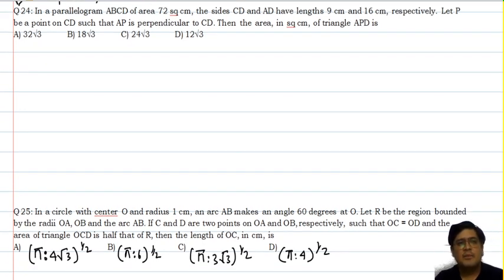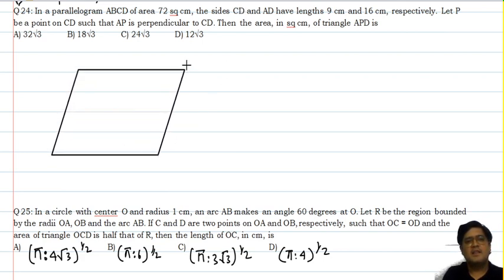In a parallelogram ABCD of area 72 square centimeters, sides CD and AD have lengths 9 centimeters and 16 centimeters respectively. Let P be a point on CD such that AP is perpendicular to CD. Then find the area in square centimeters of the triangle APD. I'm finding it slightly difficult to visualize here.